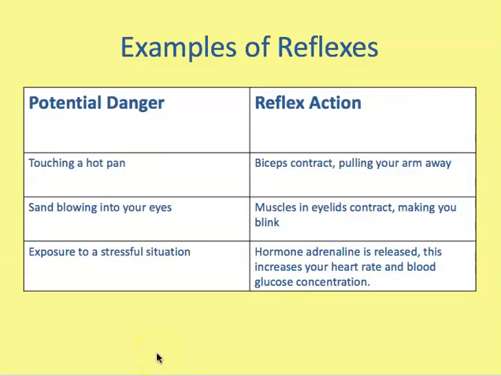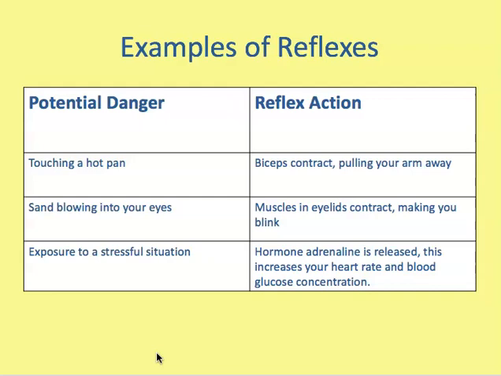Here are some other examples of reflexes. So touching a hot pan, your biceps contract and will pull your arm away to stop your hand being damaged horrendously. The next one will be sand blowing in your eyes. So your muscles in your eyelids contract, making you blink to stop the sand getting in.